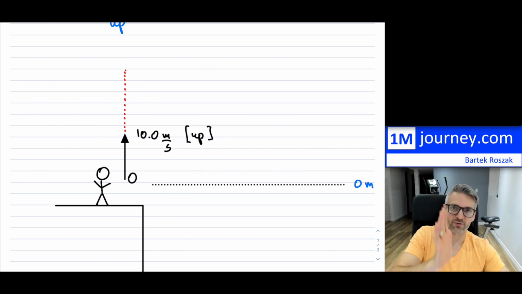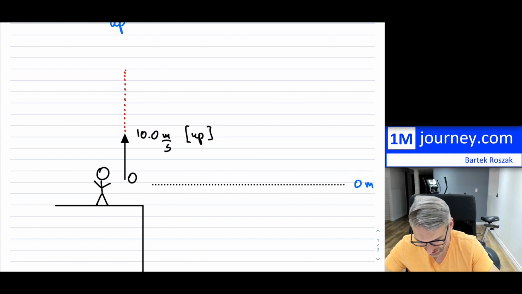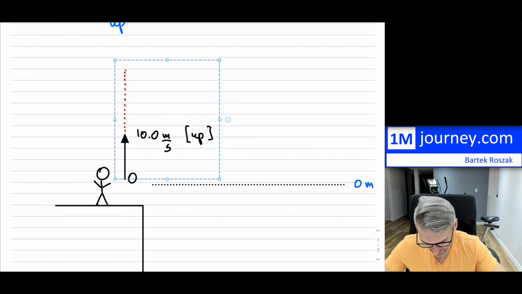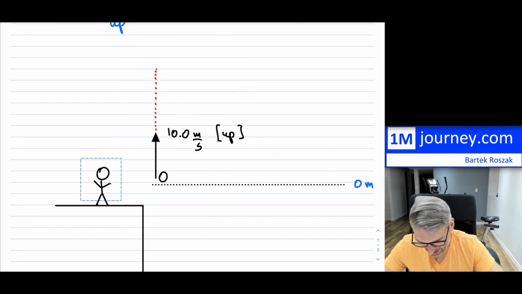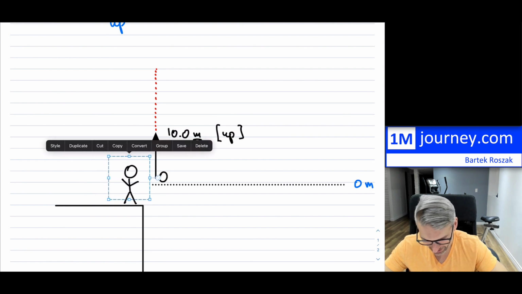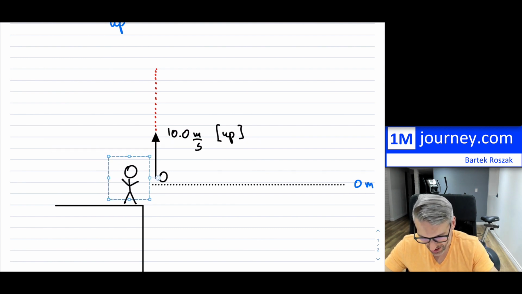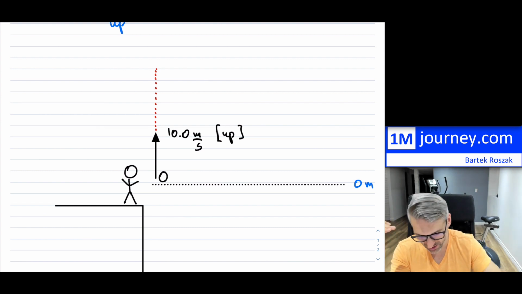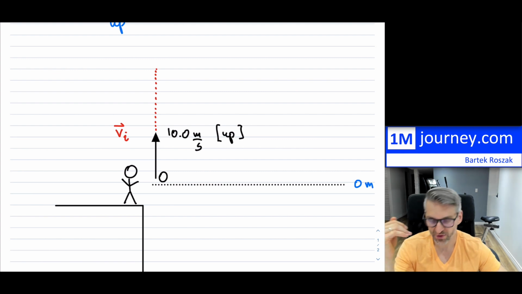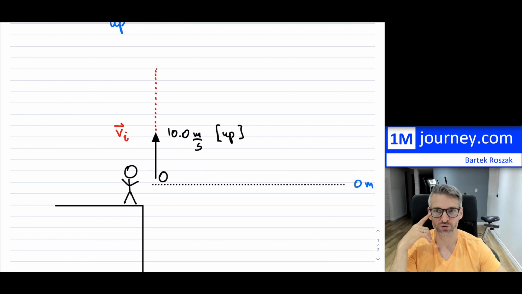So it just goes all the way up, and maybe let's shift this over to provide some context. Let's say it's thrown around that ledge, you're standing right here, and then it goes up. Now, it's going to have the fastest speed in the beginning. So this would be your V initial, at 10 meters per second upwards.